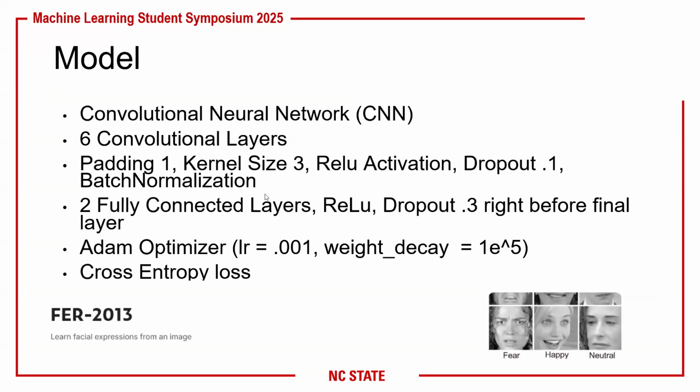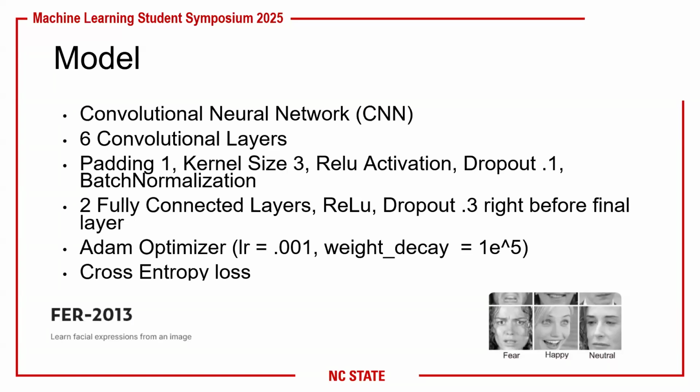So the data we're working with is image data. We're trying to classify it and label it. The easiest architecture for this is probably a convolutional neural network. Our particular CNN has 6 convolutional layers, each with identical padding, kernel size of 3, with ReLU activations, and 2 fully connected layers, also with ReLU activations.